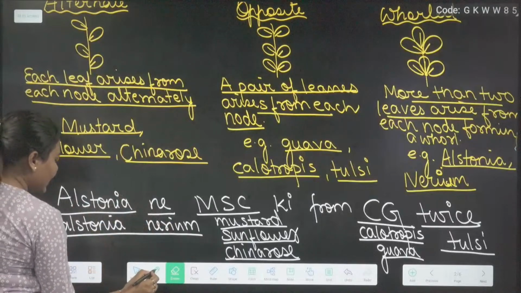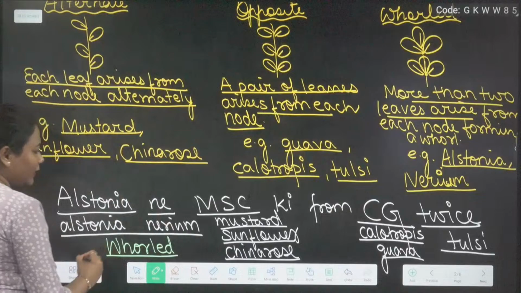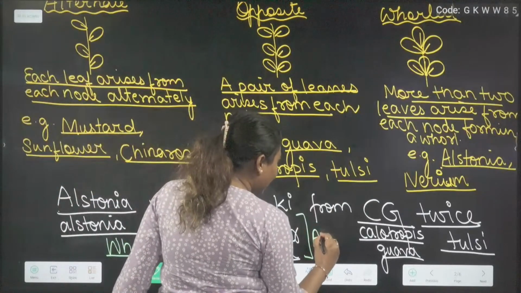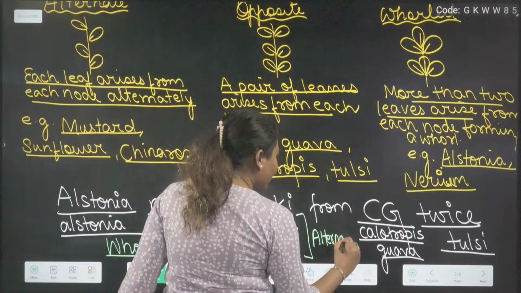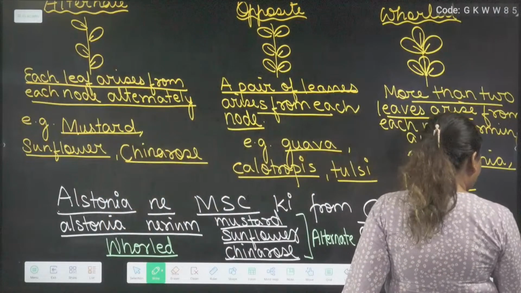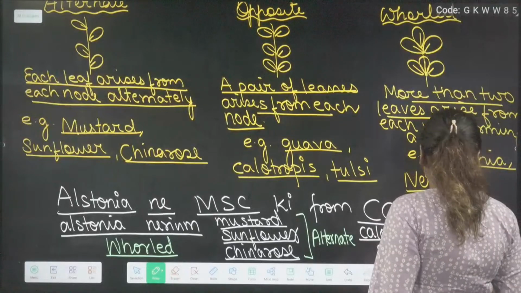Alstonia and Nerium, they are examples of which phyllotaxy? Whorled phyllotaxy. MSC, mustard, sunflower, China rose, they are examples of which phyllotaxy? Alternate. Calotropis, guava, tulsi, they are examples of opposite phyllotaxy.